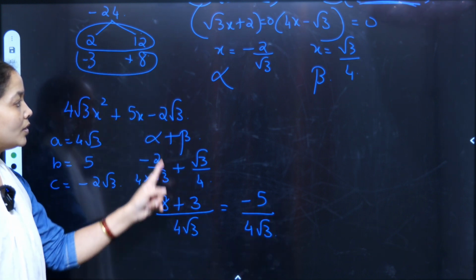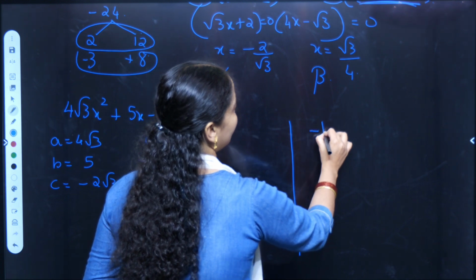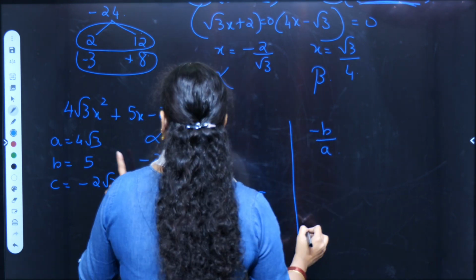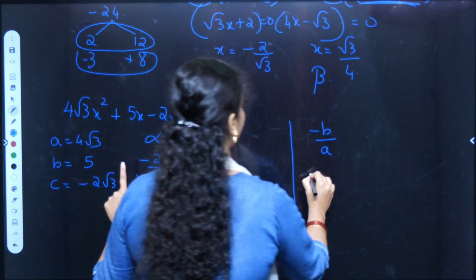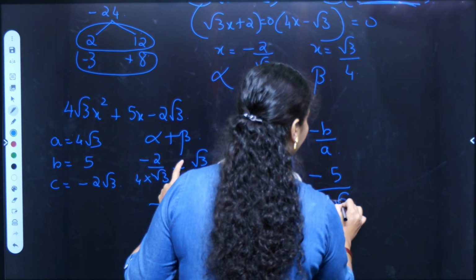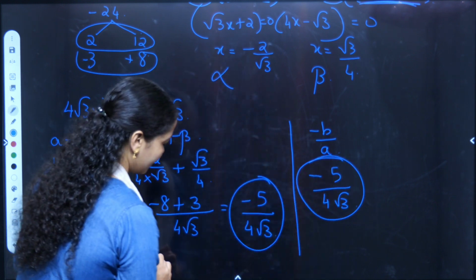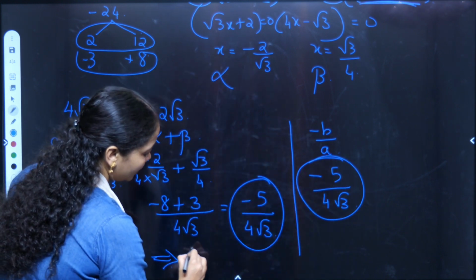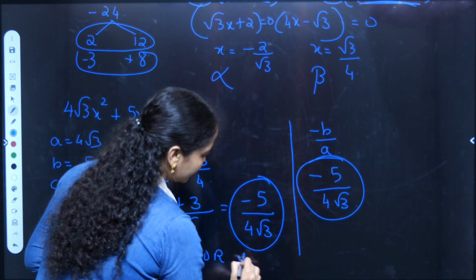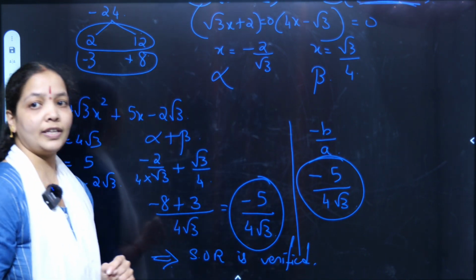This is my sum of roots. When I have to find the LHS of sum of roots, the formula is minus b by a. From the equation, minus b is 5 and a is 4 root 3. So I can make out that this and this are absolutely similar and equal. Therefore, sum of roots is verified.